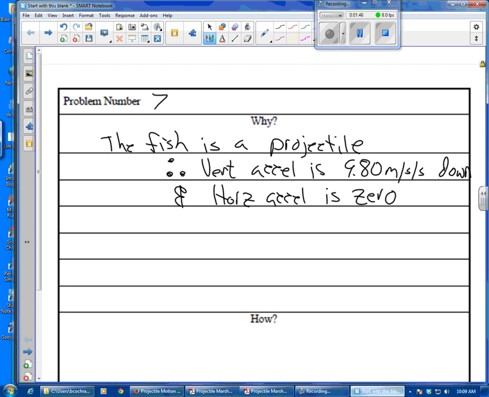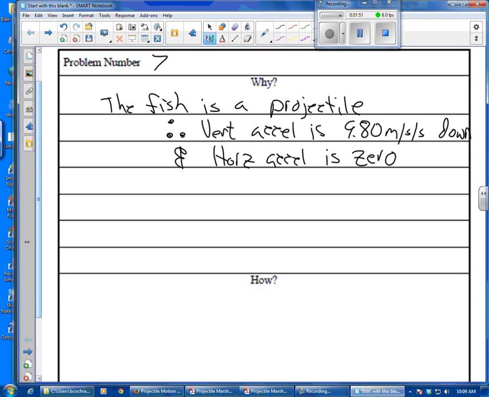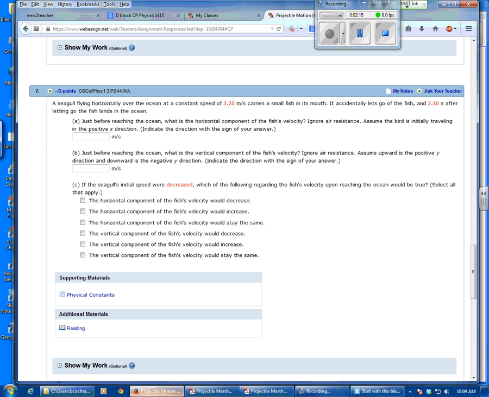I know that all projectiles accelerate downwards at 9.80 meters per second squared on the planet Earth, and I'm assuming it's taking place on the planet Earth. We'll get into why later in the term. That's kind of a generic fact, so I should think about some specific facts to this problem so that I understand it.